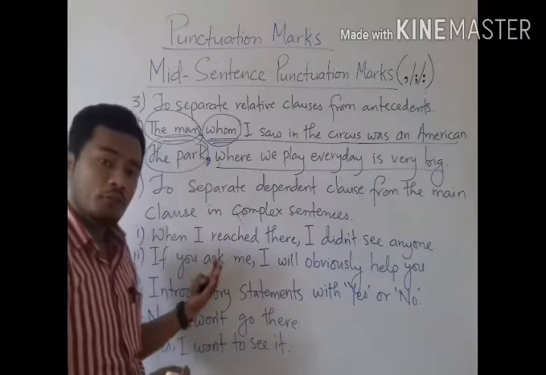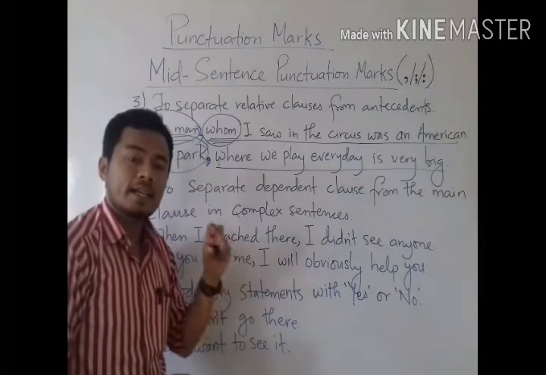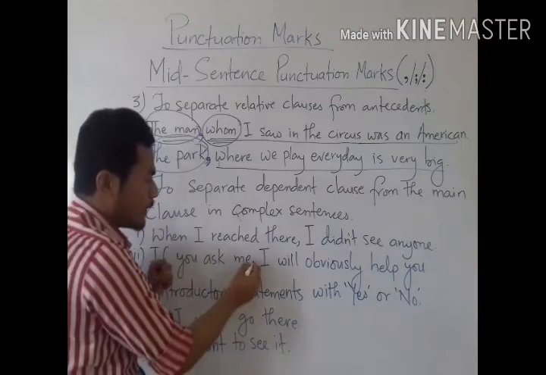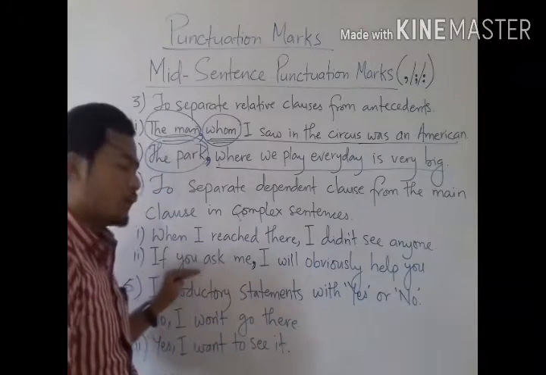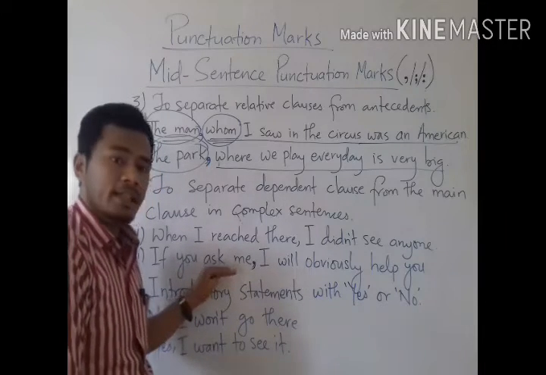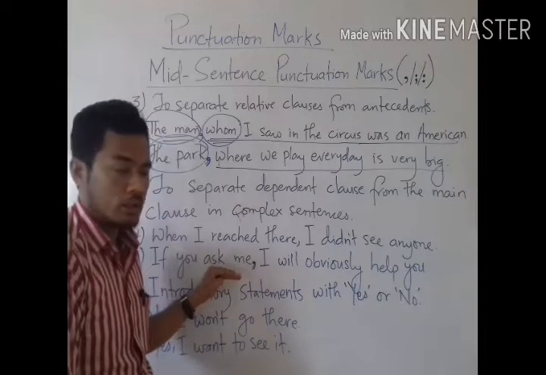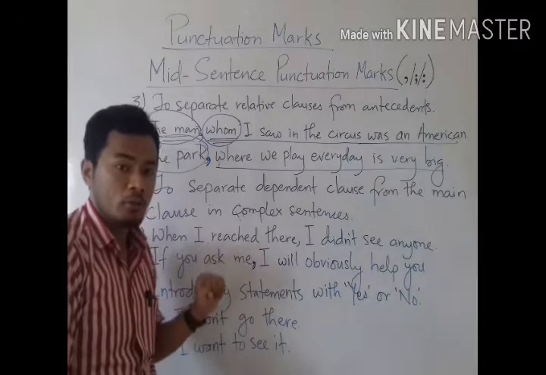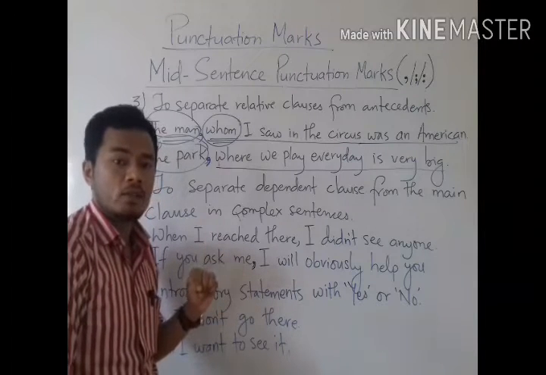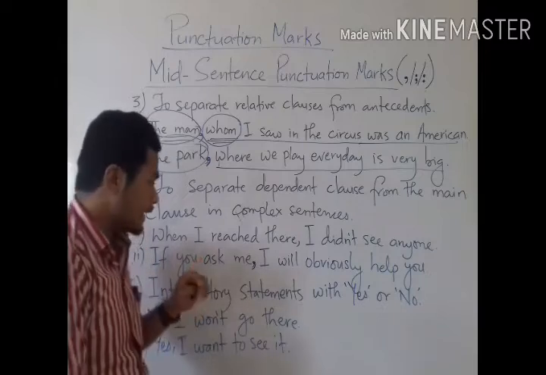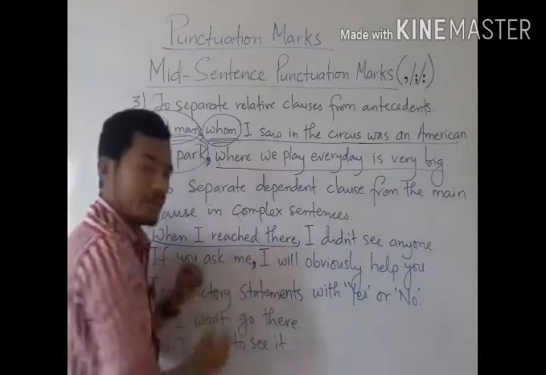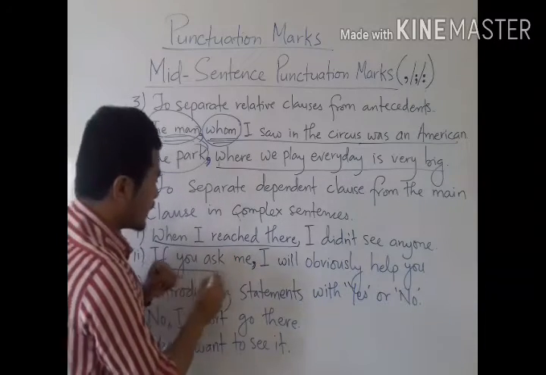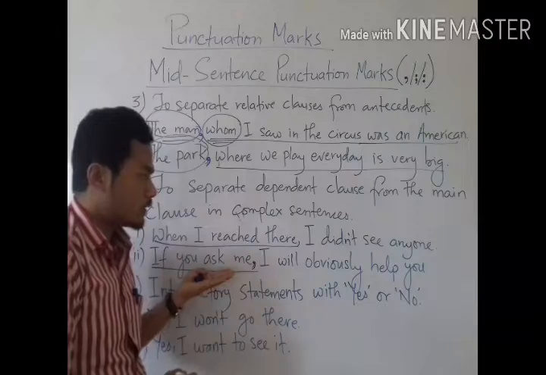See, if we keep these dependent clauses at the beginning of the sentences, then we have to separate it by using comma. Like, if you ask me, this is a dependent clause. So if I write a dependent clause at the beginning of the sentence, then I have to separate that dependent clause by using comma. Like here, when I reach there, this is also a dependent clause, and if you ask me, this is also a dependent clause.